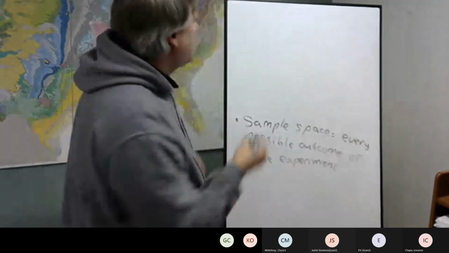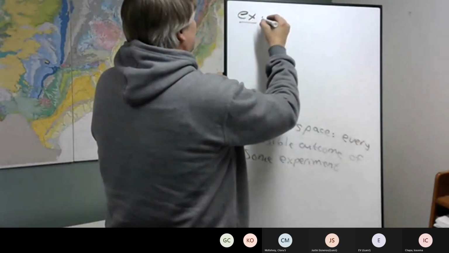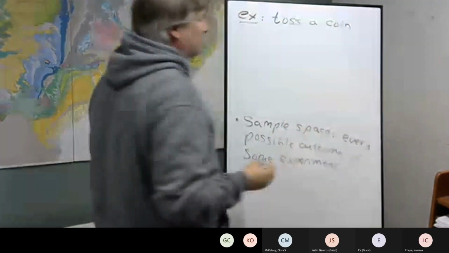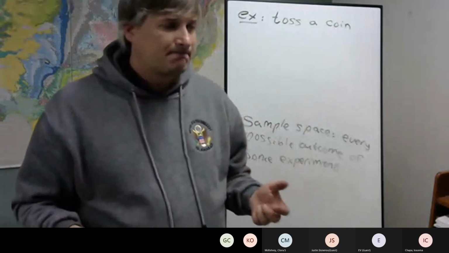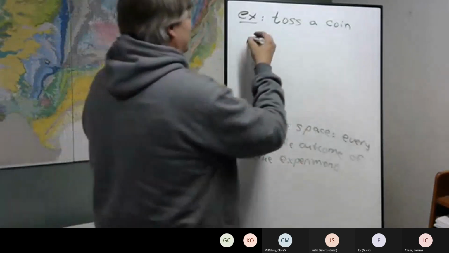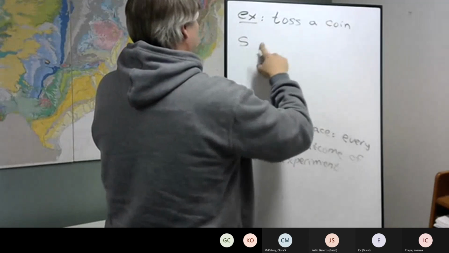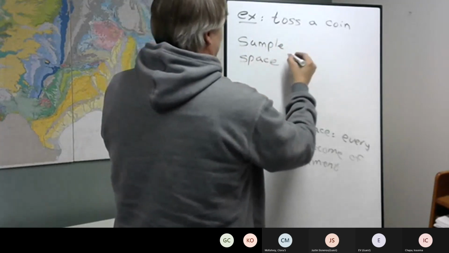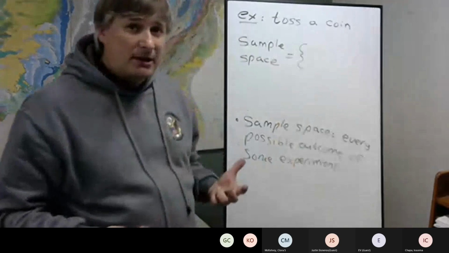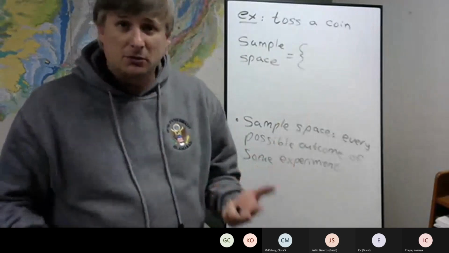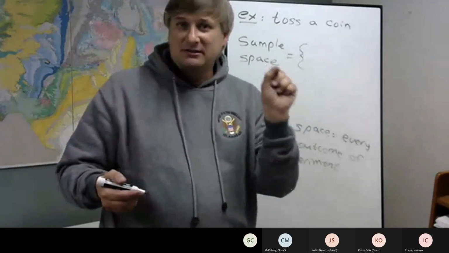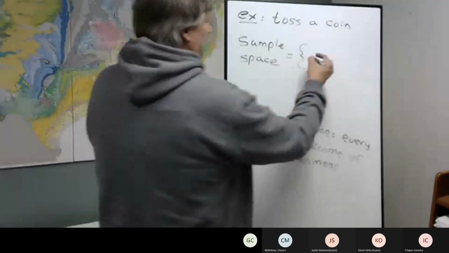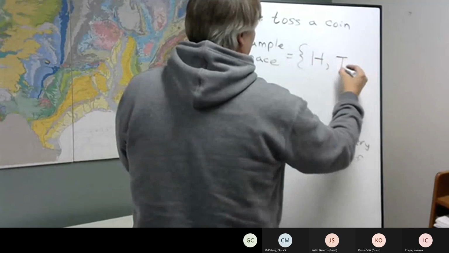For example, let's say we toss a coin. Now, this is the experiment. We're tossing a coin. So what would be the sample space? Well, from this experiment, what are all the possible outcomes? Well, when you toss a coin, you usually just get two, unless by some miracle the coin somehow stands on its side. But usually you're going to get two results. You'll get either heads or tails.